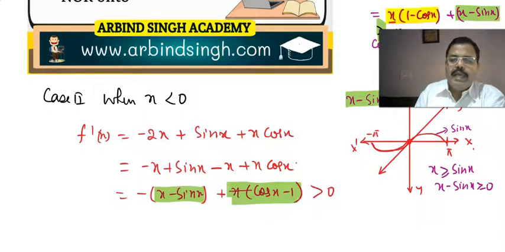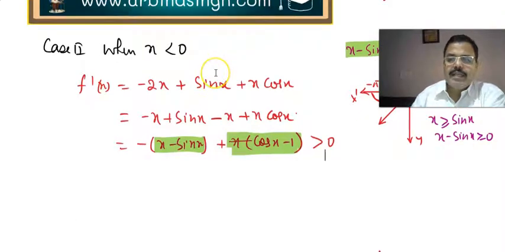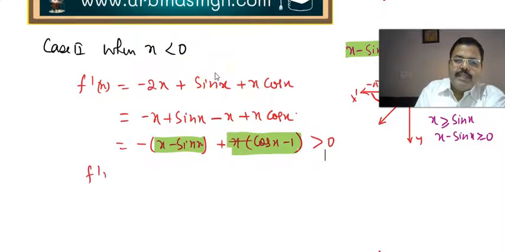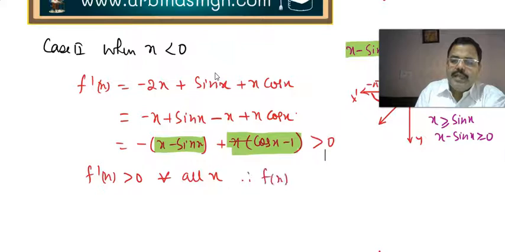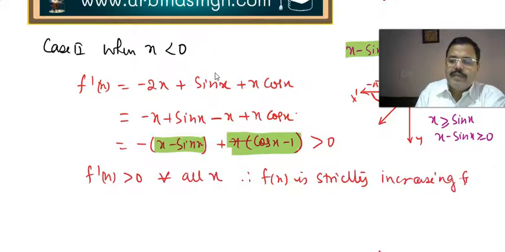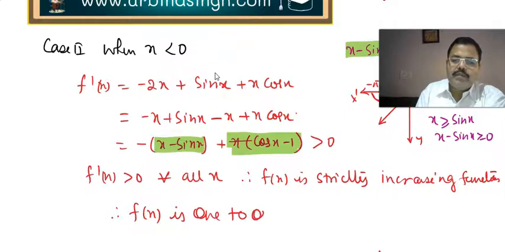So whether x is negative or x is positive, f dash x is always greater than 0. Since f dash x is greater than 0 for all x, f(x) is a strictly increasing function, and therefore f(x) is a one-to-one function.